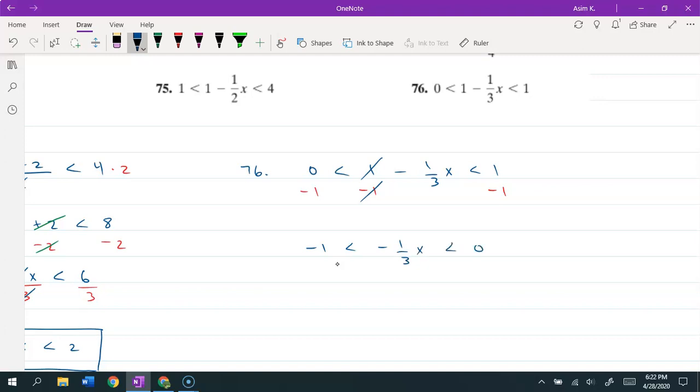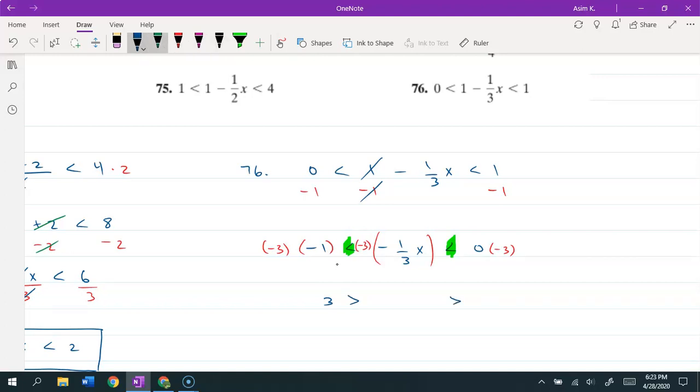Okay, so let's continue now. What do we need to do now? We're going to multiply by negative 3. All right, so we're going to multiply by negative 3 on all the sides. And when we multiply, negative 3 times negative 1 is going to give you 3. And because we just multiplied by a negative, we're going to flip the sign. Just want to highlight that for you. We're going to flip the sign on the inequality, so it'll look like the following.